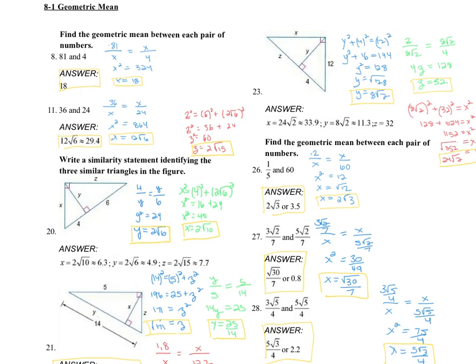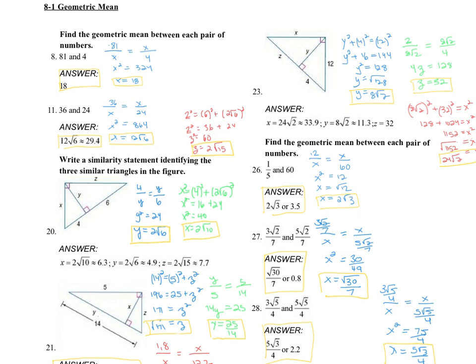So we are going to go through the answers to our page 541, which was section 8.1. So the first two here, we were asked to find the geometric mean between the pair of numbers. So we're looking for the geometric mean. Our x's go there. Our two numbers, 81 and 4, go here, and we simply cross multiply and then square root. 324 is a perfect square. The square root is 18.